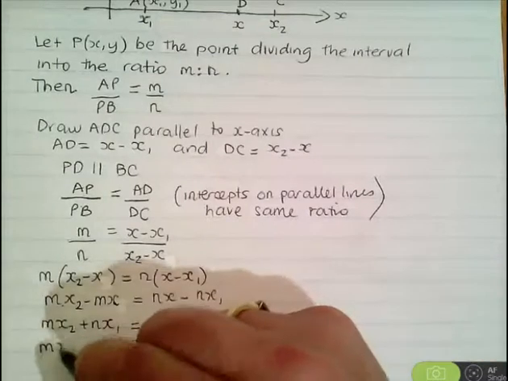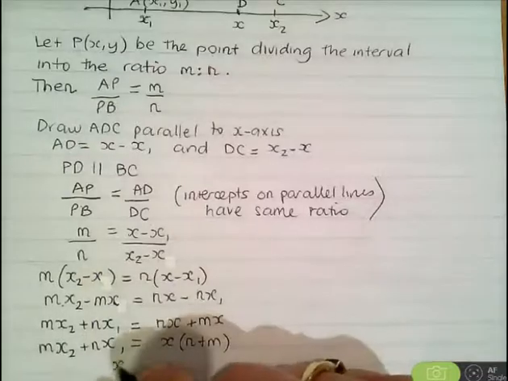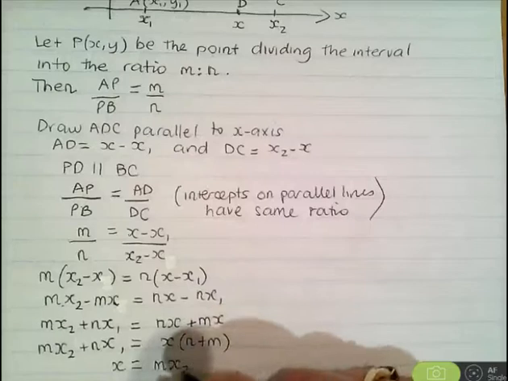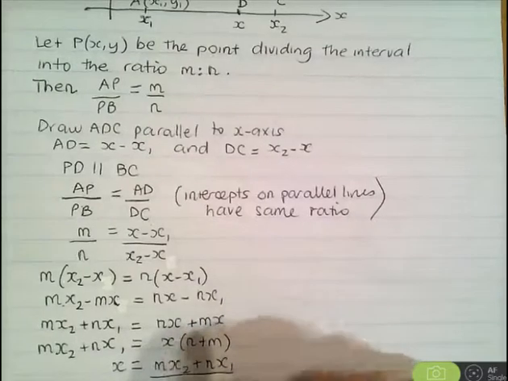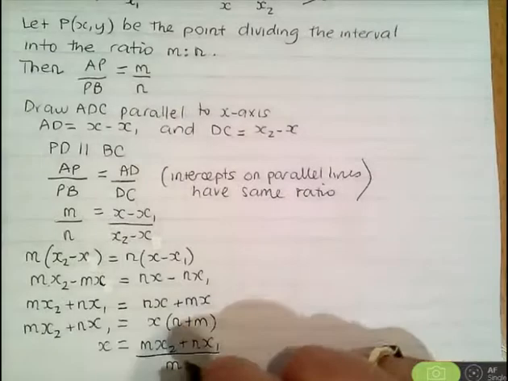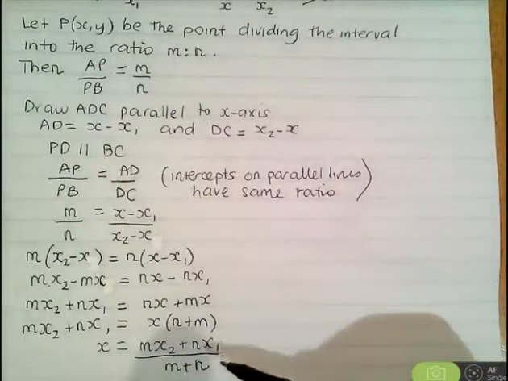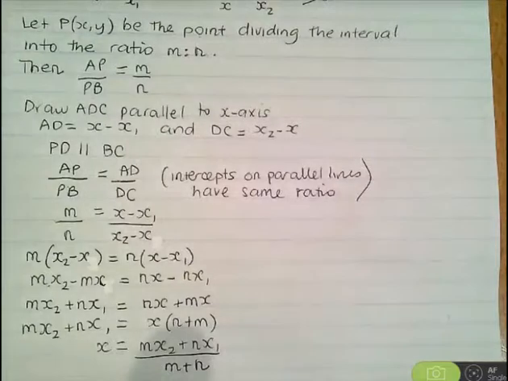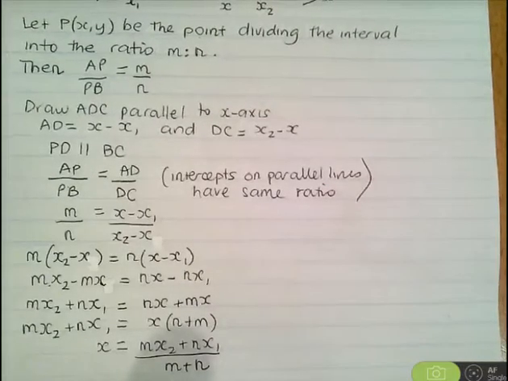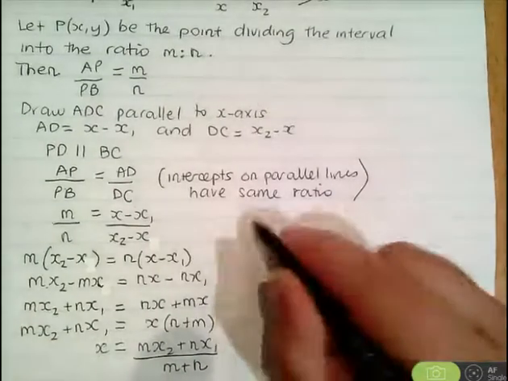And on the right-hand side I've still got mx2 plus nx1, and so therefore making x the subject, I will divide by n plus m. I get mx2 plus nx1 over n plus m, or I can just write over m plus n. Now that gives me the formula for the x value of the coordinate of the point that divides the interval in that ratio of m to n. So I'll just bring that other one, I'll show you that in a minute.